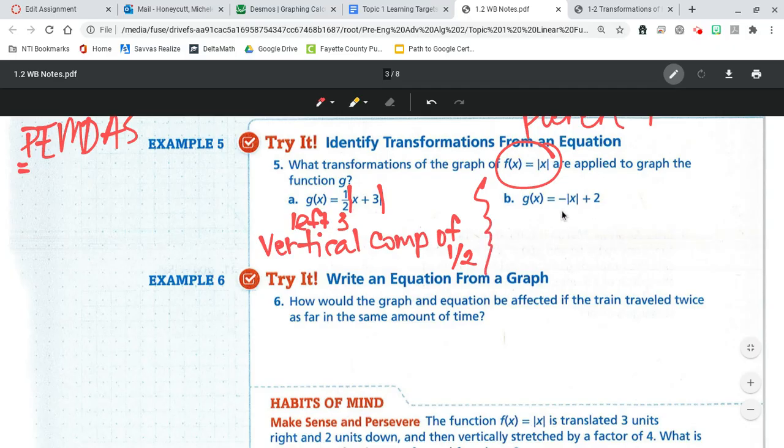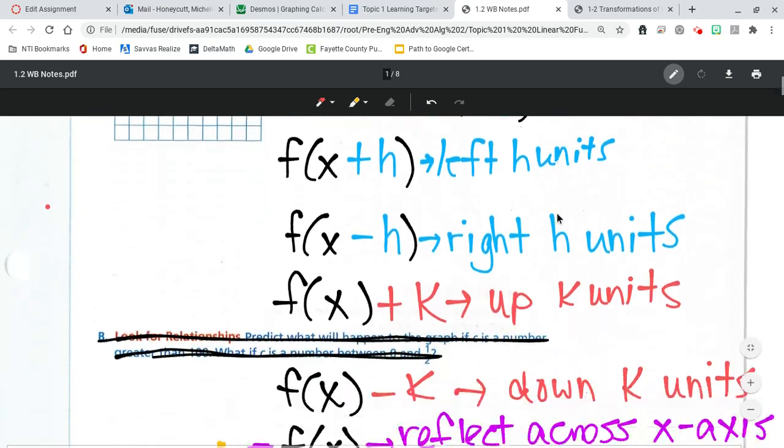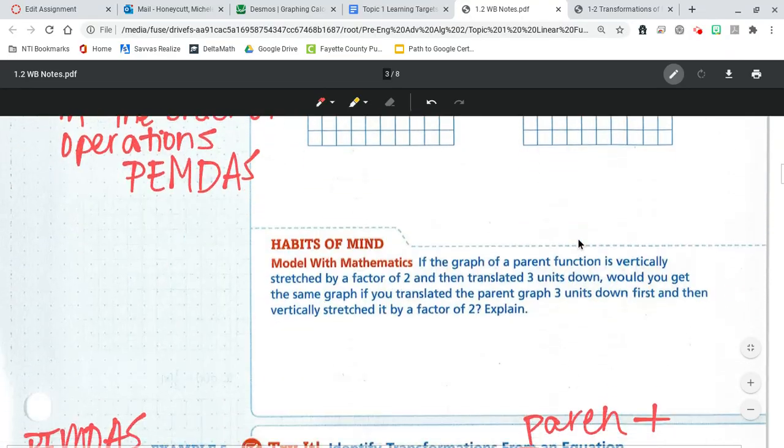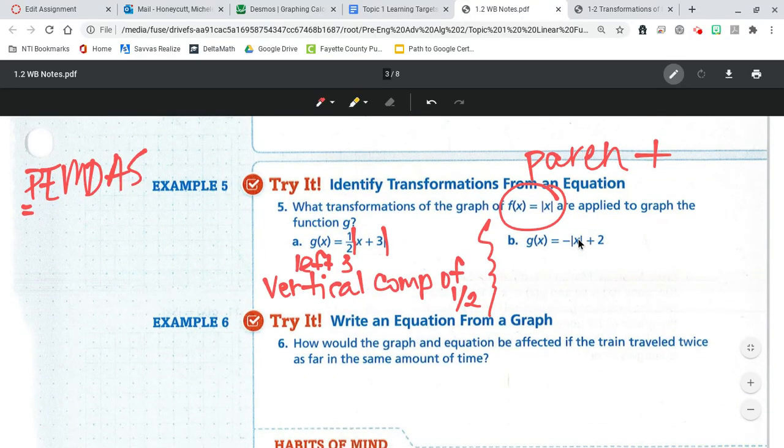Okay, part B had g of x equals the negative absolute value of x plus 2. Here are the grouping symbols. The next thing that happened was this negative. When you have a negative in front of your entire function, that is a reflection across the x-axis. So we'll say that there was a reflection across the x-axis. And then adding 2 at the end is a shift up 2.